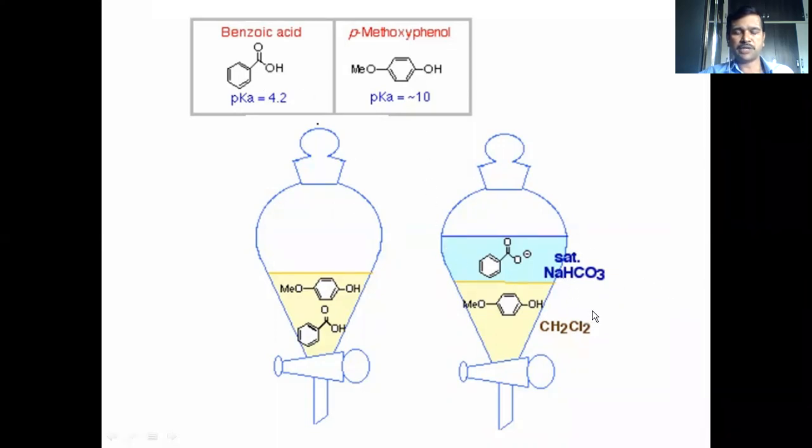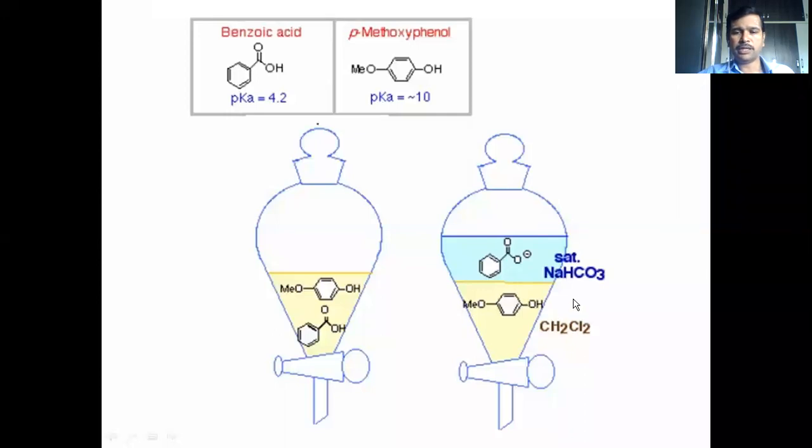So after the addition of saturated bicarbonate solution, you will close the stopper of the separating funnel and you will shake the separating funnel rigorously for say 30 seconds or 60 seconds. Once the shaking is over, you will make the separating funnel static. You will keep it aside as such, so you will allow the layers to equilibrate.